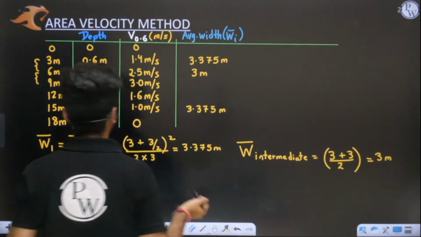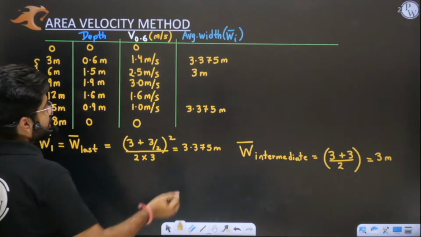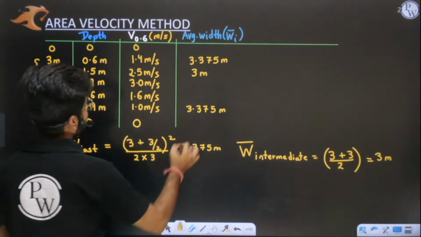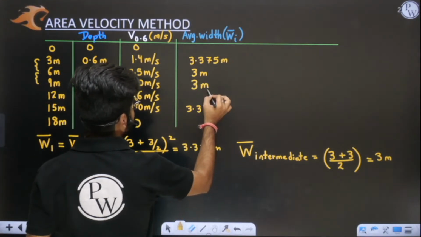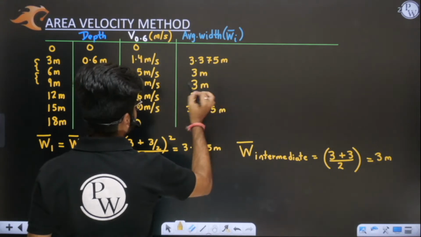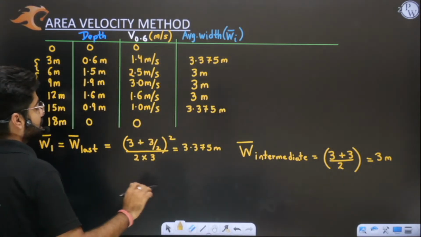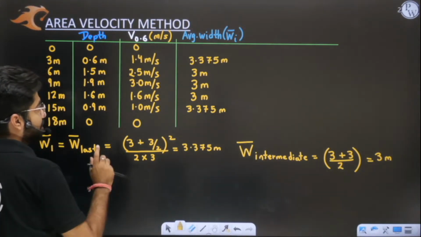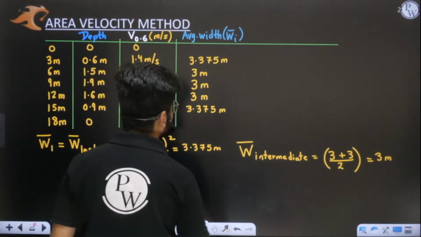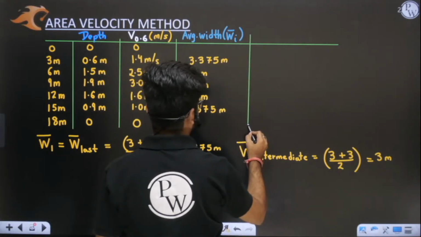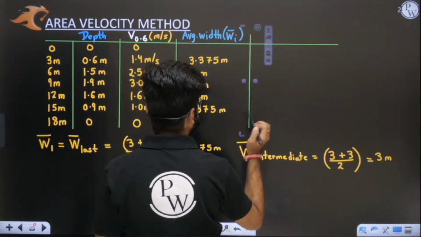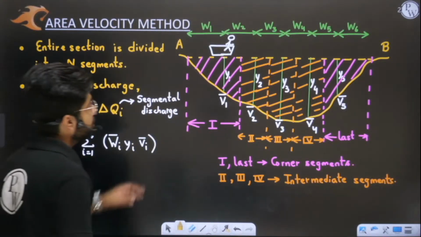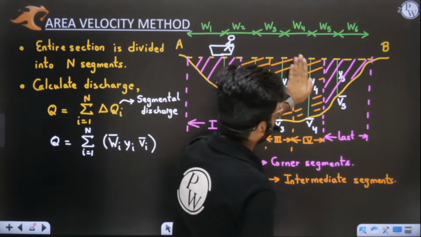Okay, for the next segment, this is for the first segment, this is for the second segment. For the third segment, 3 plus 3 by 2, we will again have 3 meters. So these are your 5 segments. Understood, sir. Now the first segment has an average width of how much? Now, sir, listen very carefully. We are considering these 5: 1, 2, 3, 4, 5.